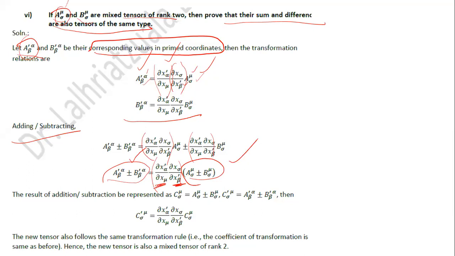From this transformation coefficient, we can see that x prime alpha is in numerator, x mu is in denominator. That means alpha and mu are contravariant indices, and here x prime beta is in the denominator, meaning beta and sigma are the covariant indices. So this proves that the same transformation rule, that is the two partial derivatives here for the mixed tensor, is still maintained. Therefore we can conclude that the resultant of subtraction or addition of these two mixed tensors of rank 2 is still a mixed tensor of rank 2.